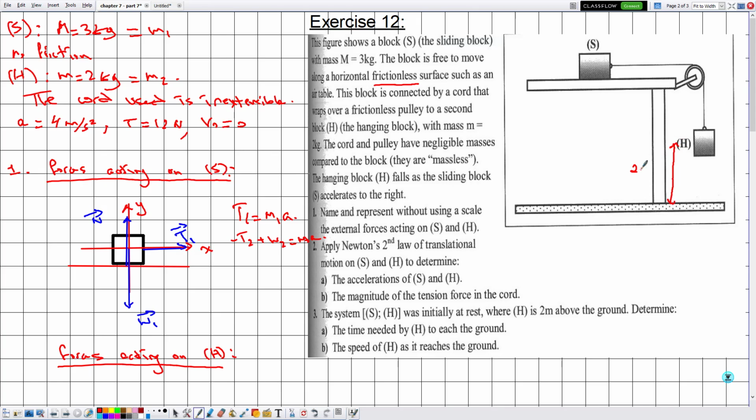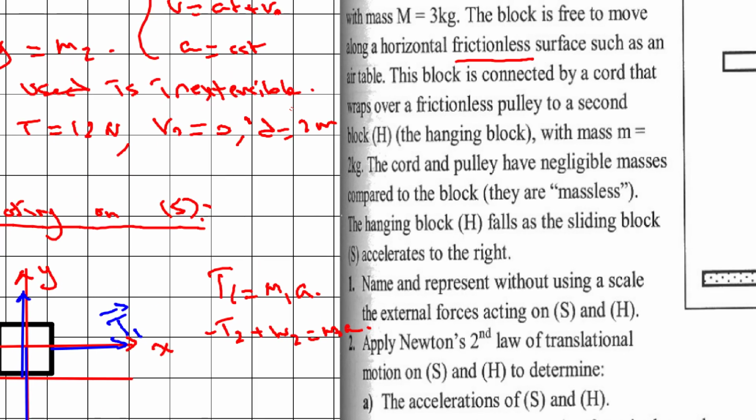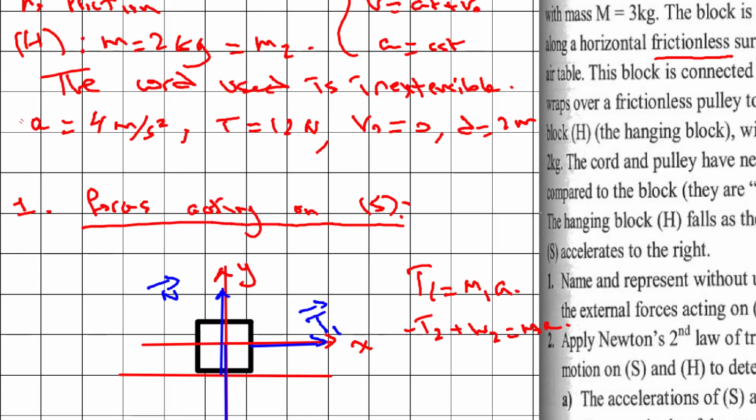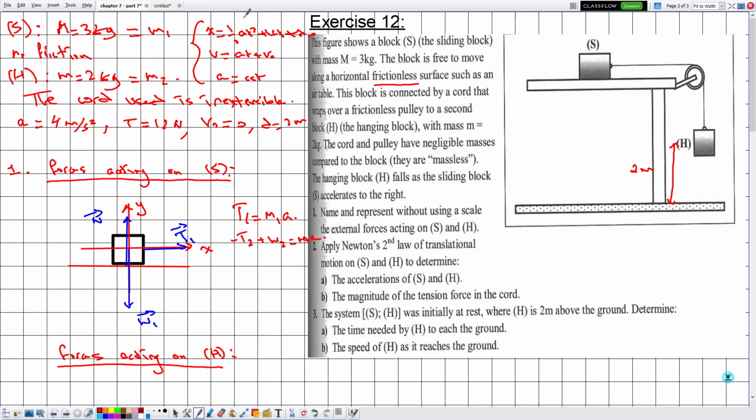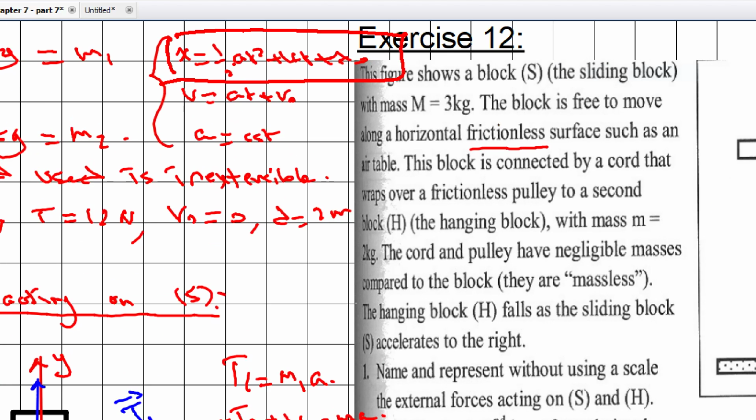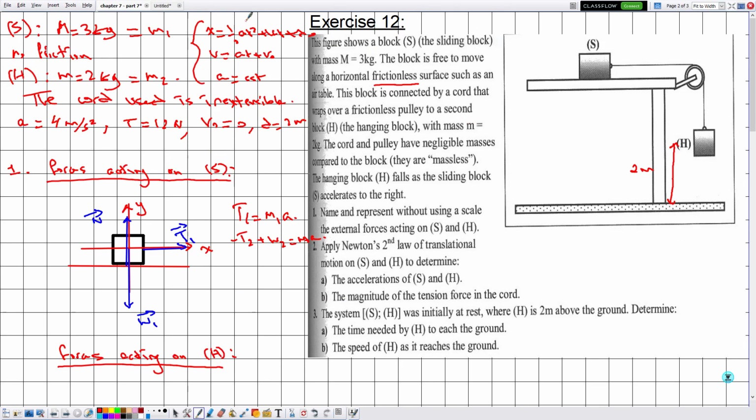So the moment they specify time and distance, we must think about the kinematics, and in particular of these equations: x is equal to half a t squared plus v0 t plus x0, v is equal to a t plus v0, and a is a constant because the type of motion is UARM. Now they are asking for the time needed by h to reach the ground. We have the distance, we have the acceleration. Time appears explicitly in this equation in terms of distance and acceleration. We cannot use this one because we don't know the final speed.